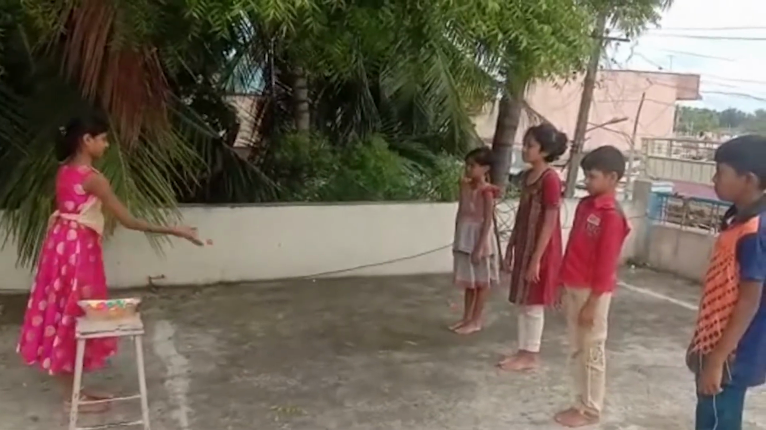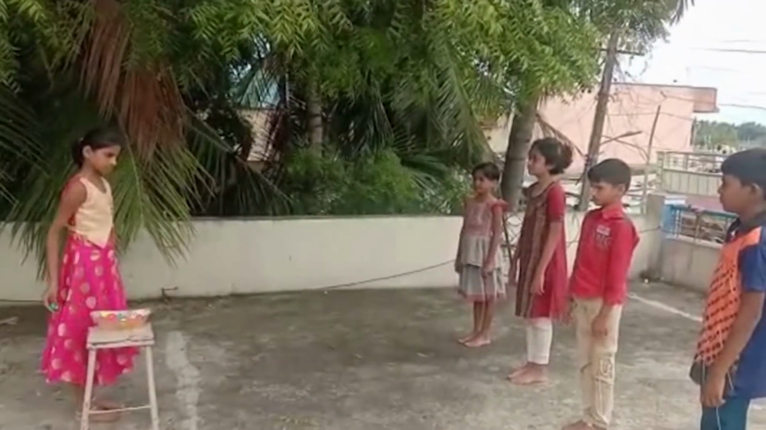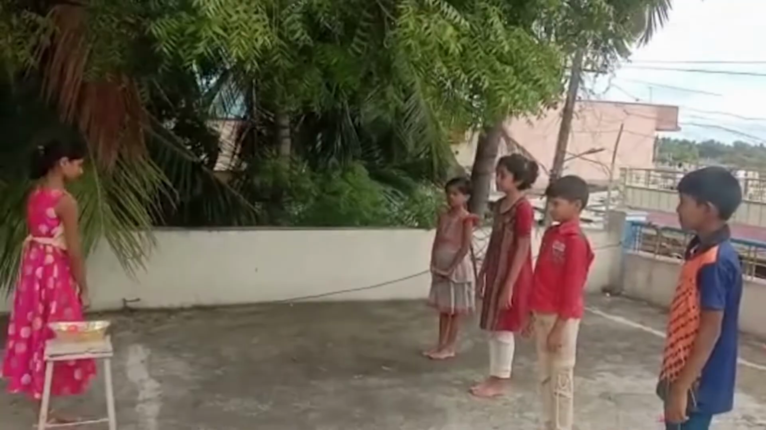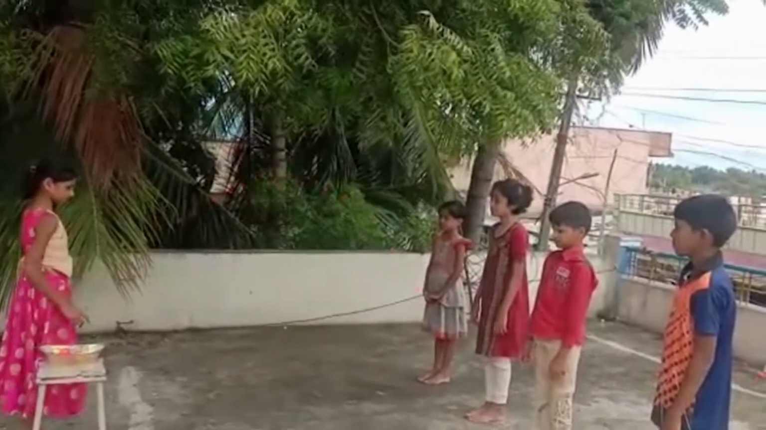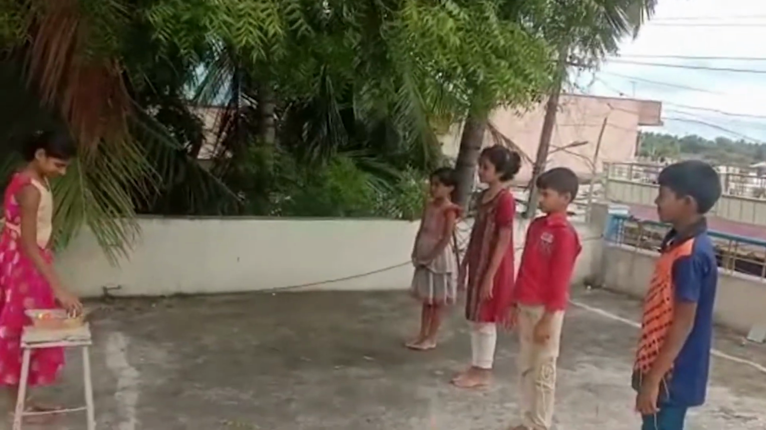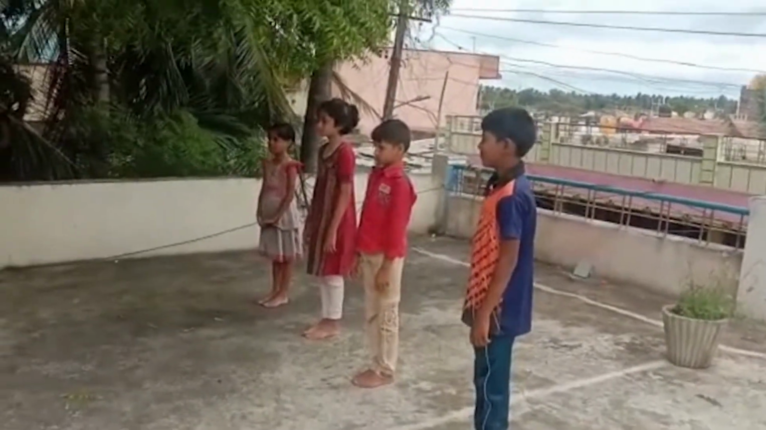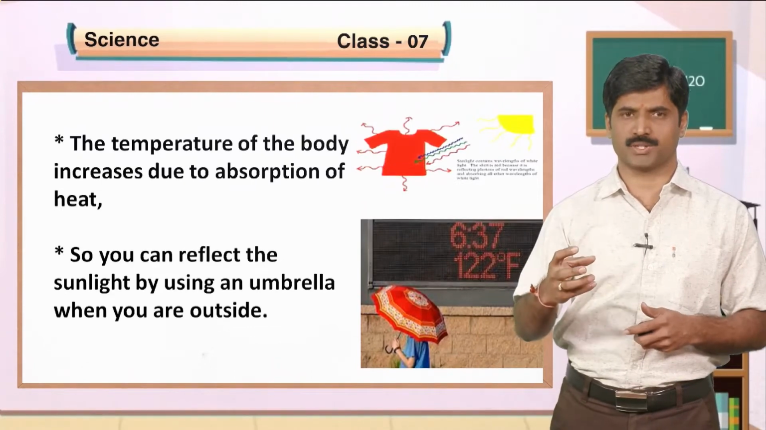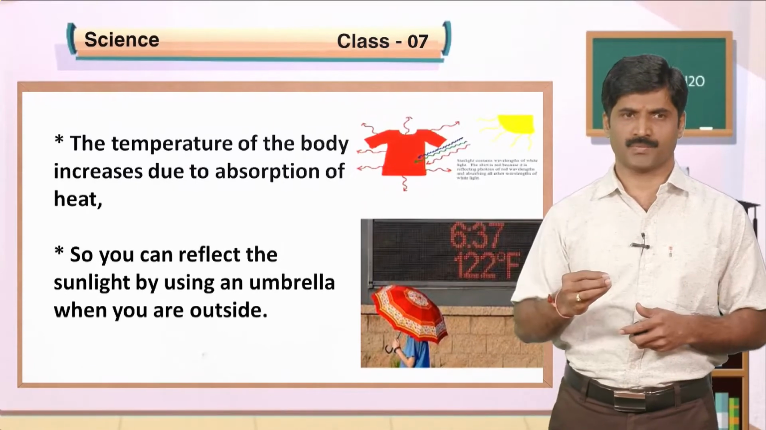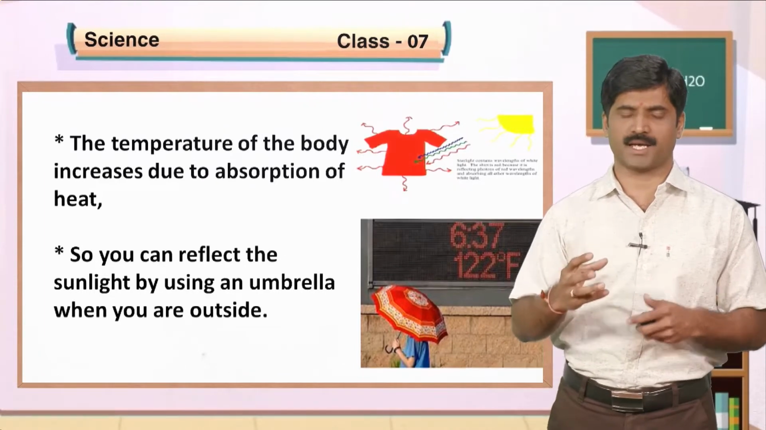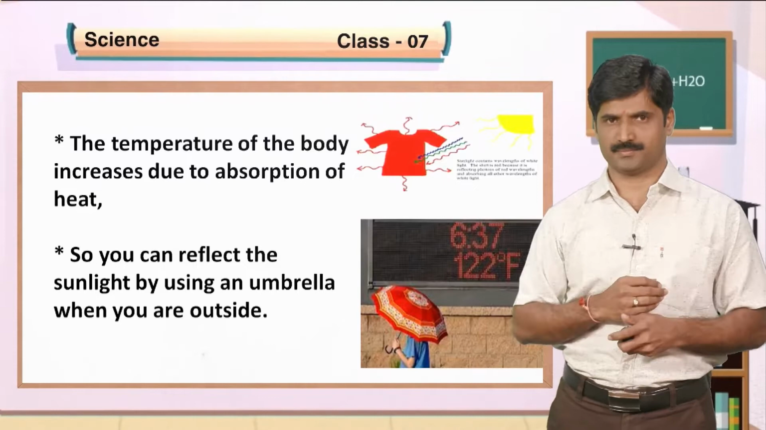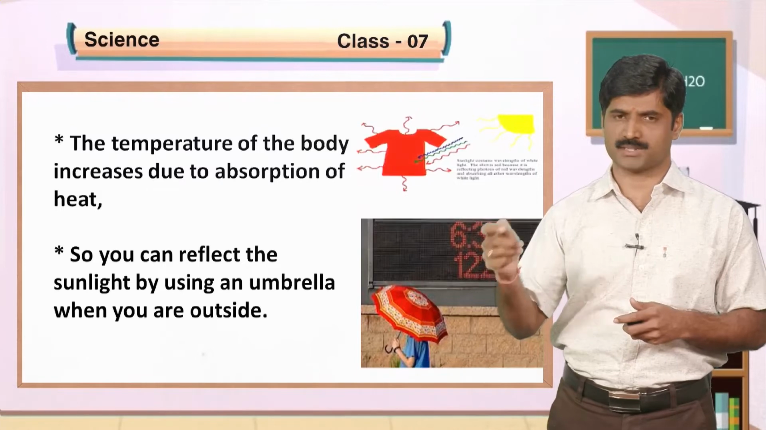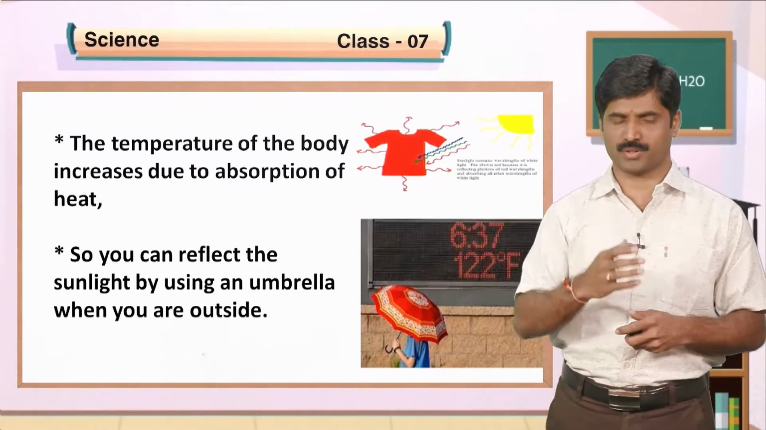I call this girl a heat source and these children an object. You can see the children are neither catching nor reflecting the ball. This means the object is transmitting the heat energy. It is neither absorbing nor reflecting the energy. This suggests that the temperature of the body increases due to the absorption of heat. So, you can reflect the sunlight by using an umbrella when you are outside. So, dear students, take an umbrella when you are going outside in the summer season. It will protect you from the sunlight.